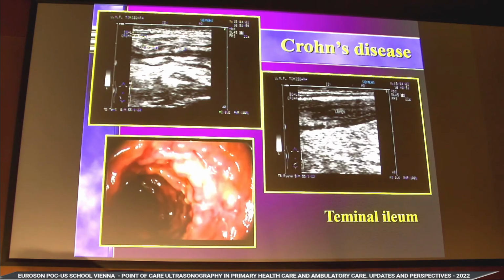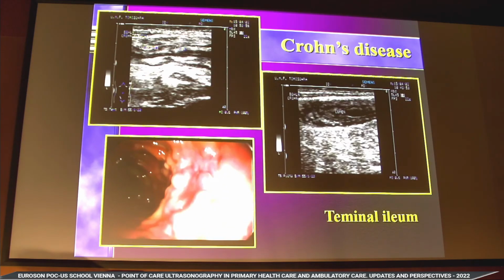Okay, then here look, following the bowel, we arrive in an area where stratification is still partially preserved, and we can see here this muscularis propria, and this is the submucosa, the white one.